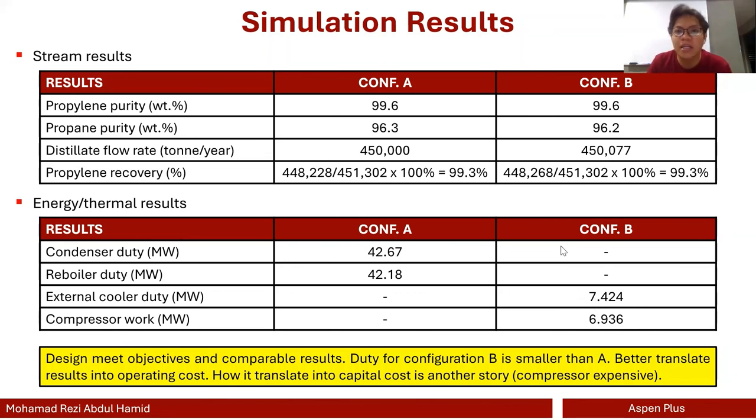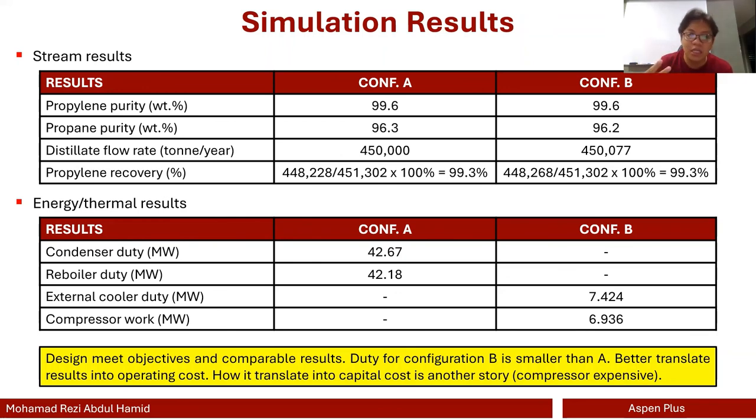So in summary, the designs for configuration A and configuration B both meet the objective. Duty for configuration B is significantly smaller than configuration A, so that indicates an energy saving. But to simply say that it is better than configuration A, I think is a bit, I would say, crude, if you know what I mean. Because I think it's better for us to translate them into operating costs, because the electricity cost per kilowatt hour will probably be higher compared to low pressure steam, or in this case cooling water price per kg, for example.